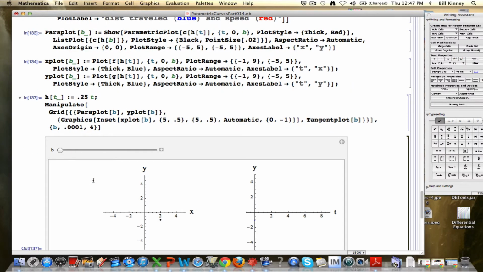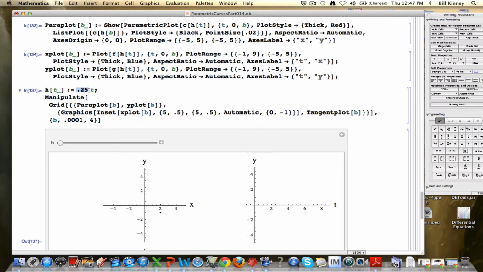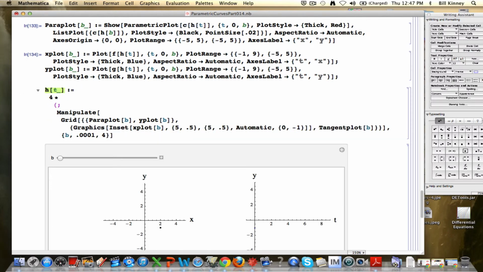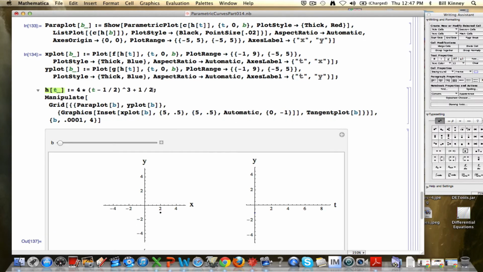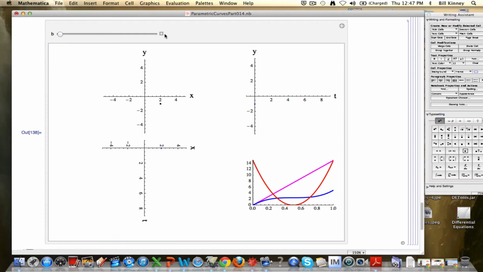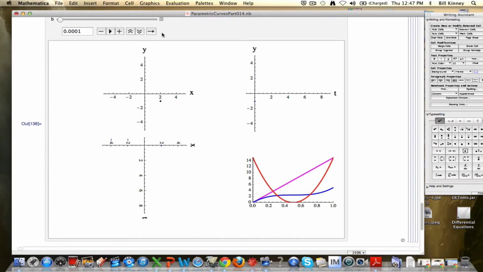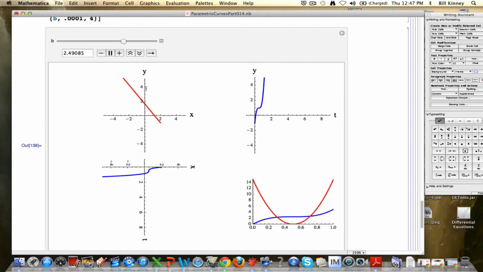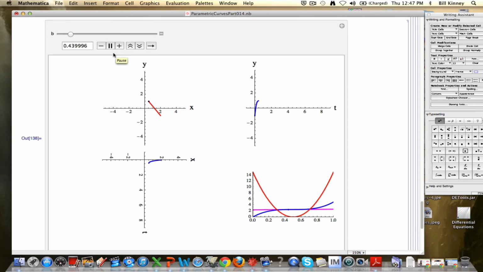I picked a different h here. Let's go back to h equals, let's go ahead and make it that other one. 4 times t minus 1/2 cubed plus 1/2. And let's see what happens here. You may have to zoom in to see this better. Make your video bigger. Okay. This is what I want.